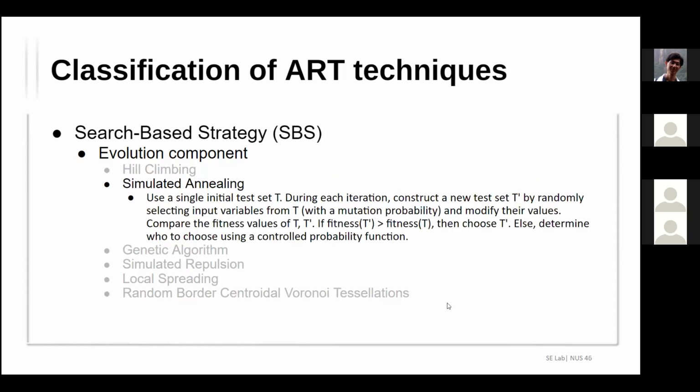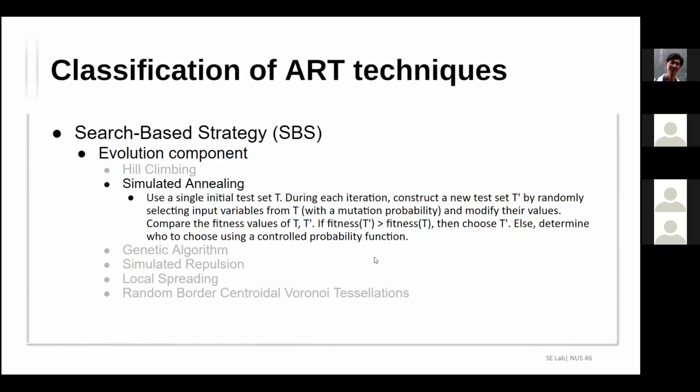Simulated annealing is that you have some initial test case, again a single initial test set. You construct a new test set by modifying some of the input variables, and then you compare the two. If the new one is better than the old one, you obviously pick the new one. Otherwise, you decide which one to use using some control probability function. They don't mention what kind of function to use. Maybe we do not need to go through one search algorithm after another.